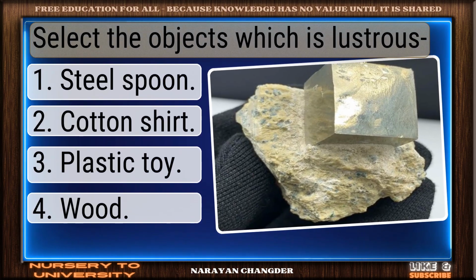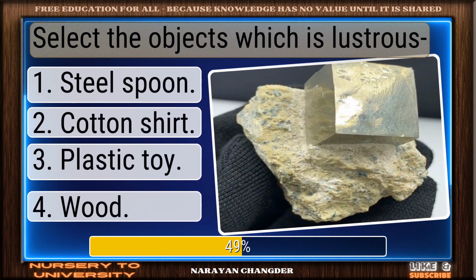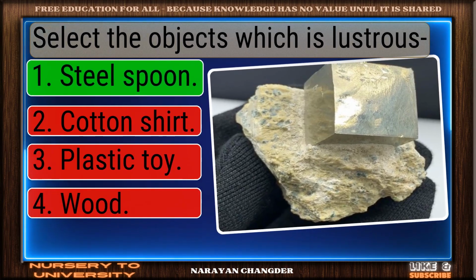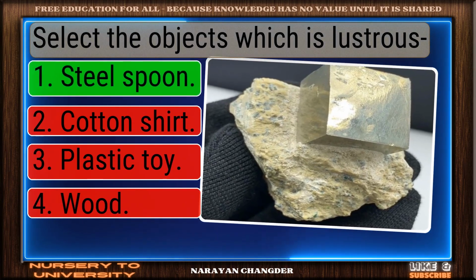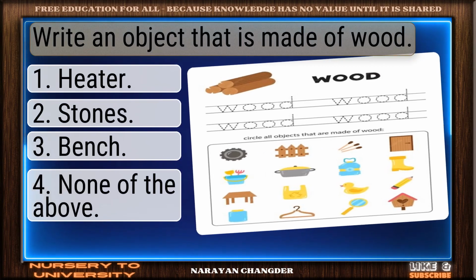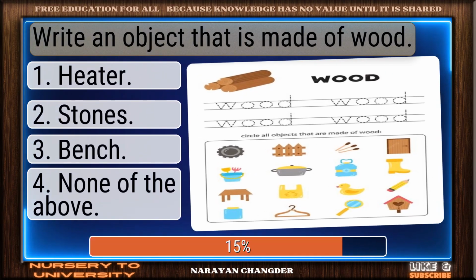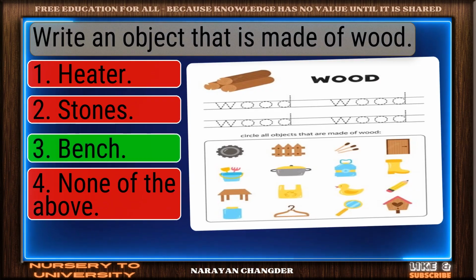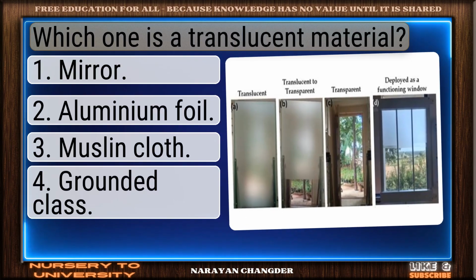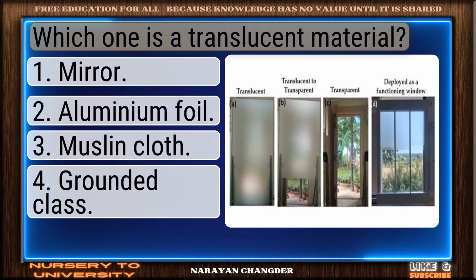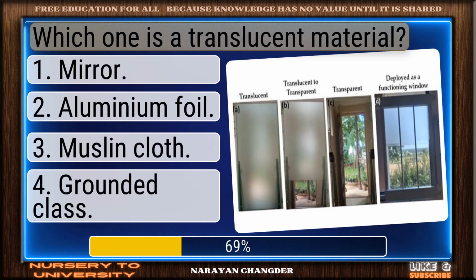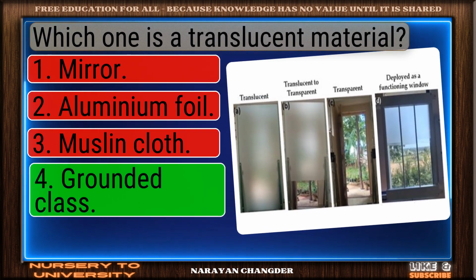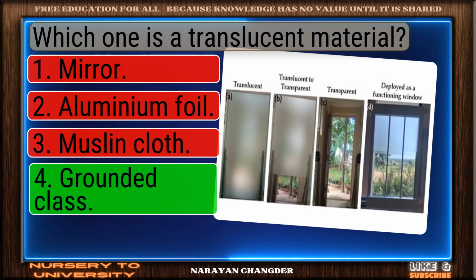Select the objects which is lustrous. Nice selection. Steel spoon is the correct and valid answer. Write an object that is made of wood. You're right. Bench is the correct answer. Which one is a translucent material? Good thinking. Ground glass is the right answer.